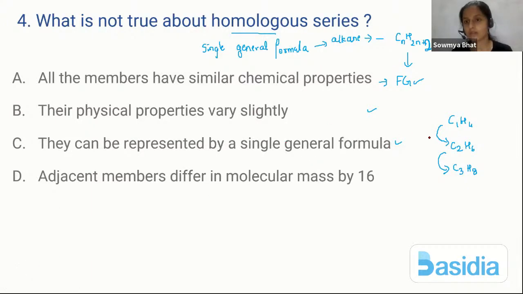So what is the difference between the first and the second? Those are consecutive members. If you see that, that would be CH2, which is called the methylene group. If you consider the mass, carbon is 12, hydrogen is 1 times 2, because there are 2 hydrogens. So the difference would be 14. So the successive members are going to differ in their molecular mass by 16? Not 16, it should be 14. So the one which is not true, the correct answer, is option D.